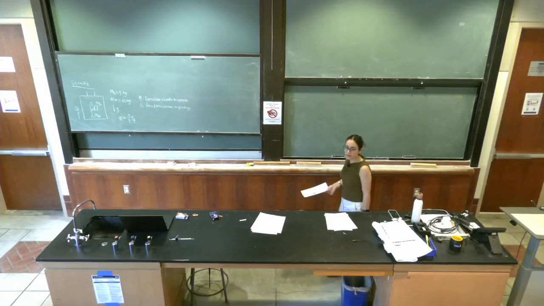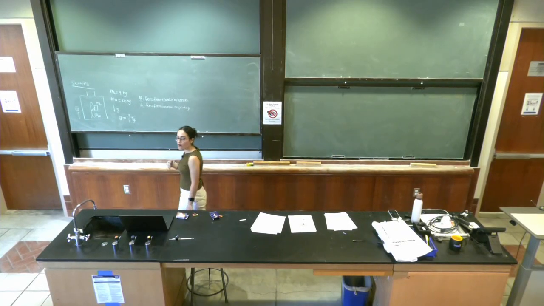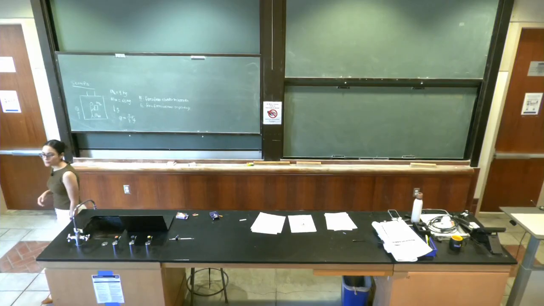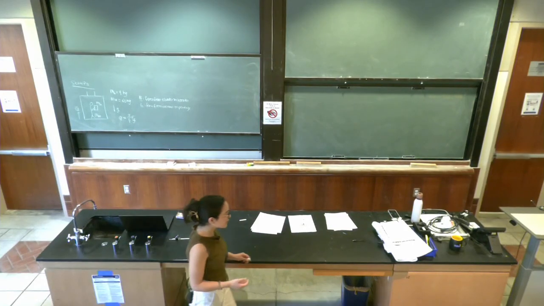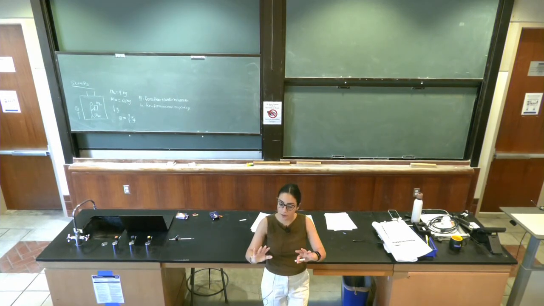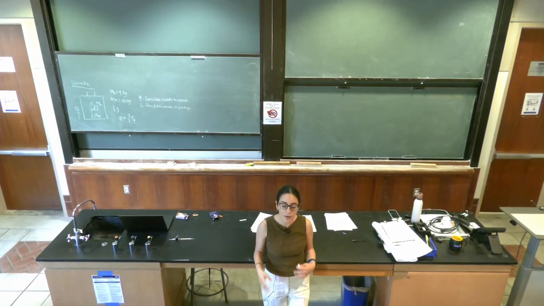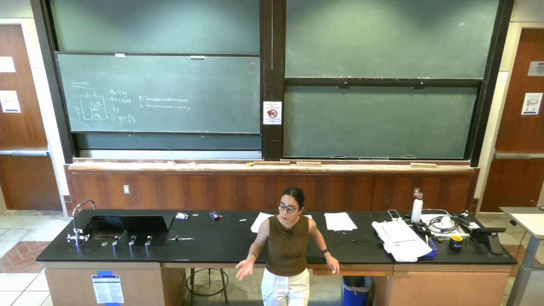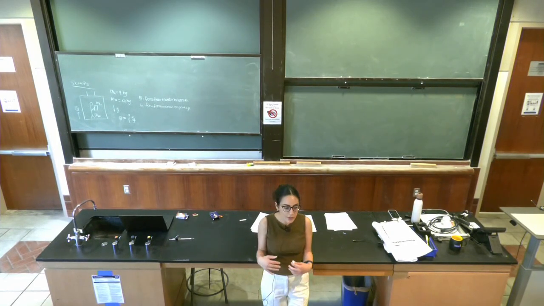Which system or systems do I need to consider to find R and L? Any ideas? For example, if I consider the whole combined system of the elevator and the woman and the box, will I be able to determine R and L? No, why not? Yeah, these forces become internal to the system. They cancel out because of Newton's third law.